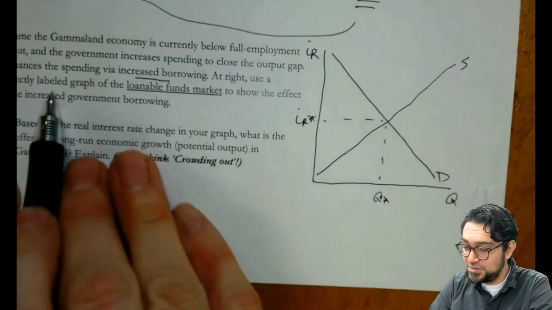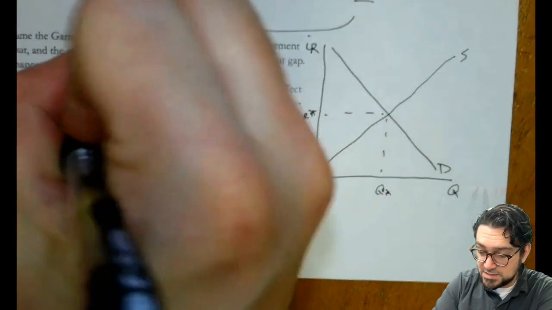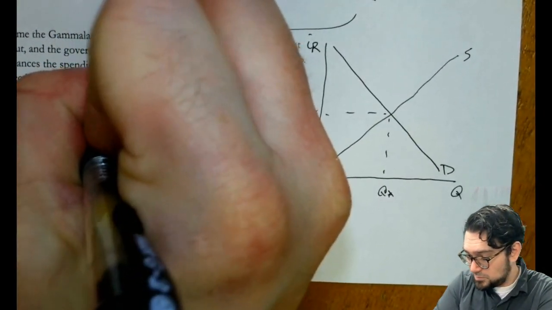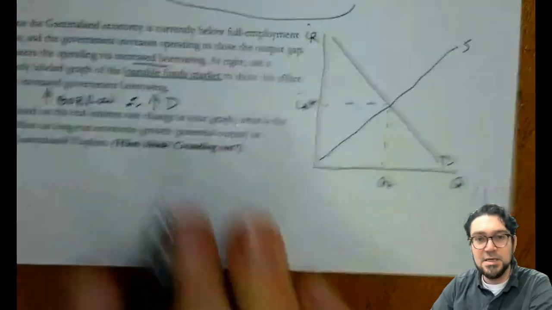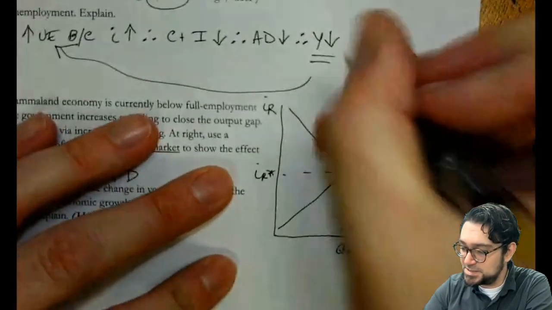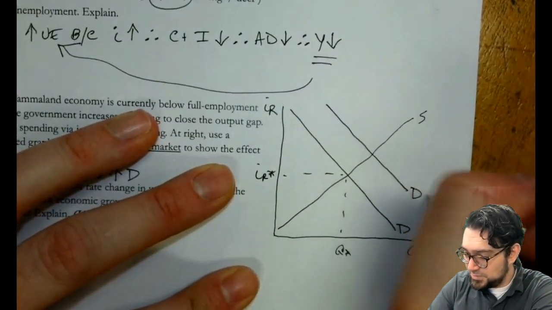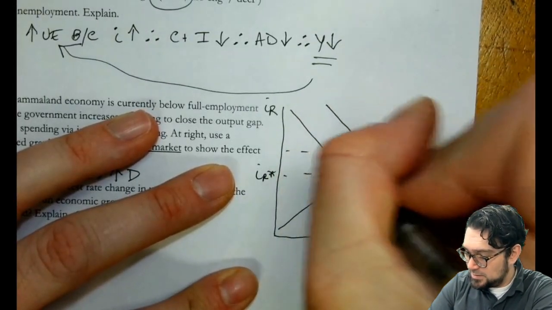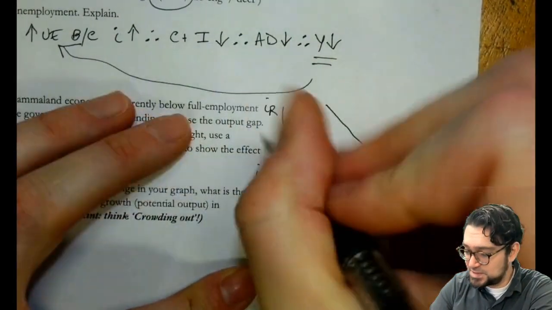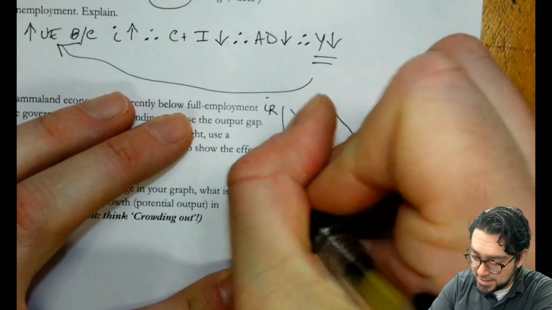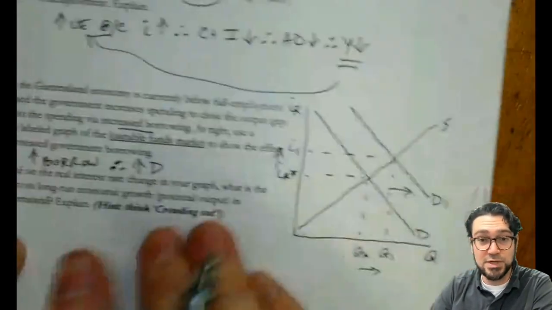It says, show the effect of this. Well, if there's increased borrowing, therefore there's increased demand. It's the demand for loanable funds. There's more demand for it, so we would shift that curve to the right, over to Q1. There's going to be a greater quantity of loanable funds borrowed, and it's going to be at a higher interest rate. So it's the picture that we drew in the lecture notes.